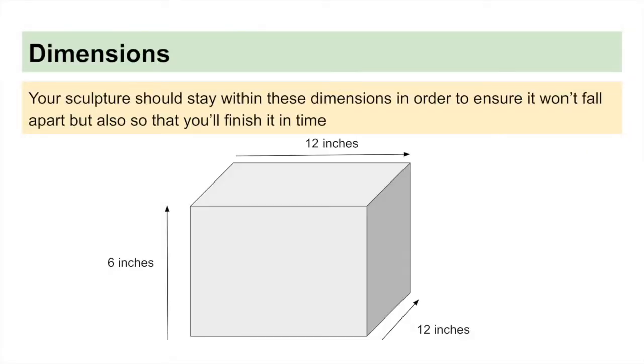Your dimensions: your sculpture should stay within these dimensions in order to ensure it won't fall apart, but also so that you finish on time. So this is a very rough idea as to the size of your sculpture. If it's a little smaller, then that's okay, but any taller than 6 inches or wider than 12 inches, you're probably going to have an issue when it comes to the weight of the paper versus the strength that it has. So just keep that in mind.